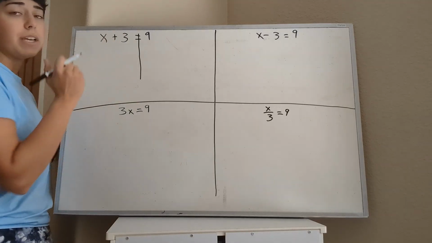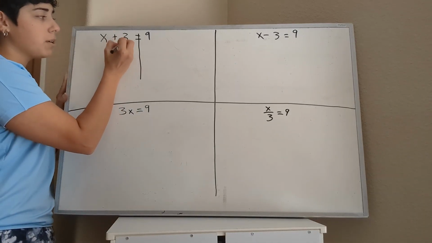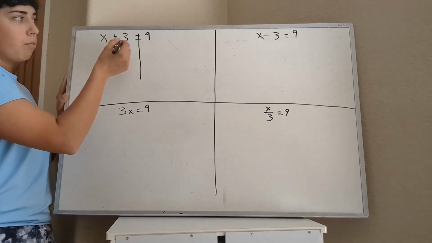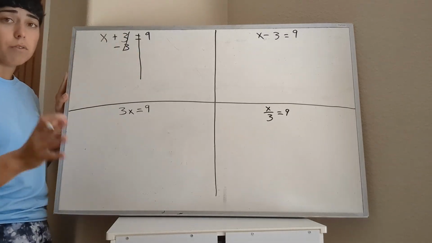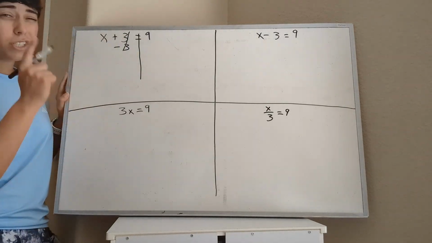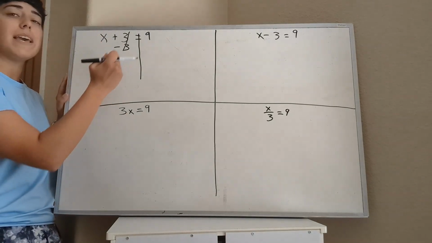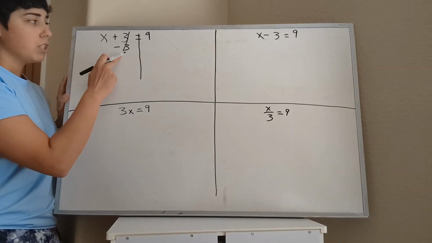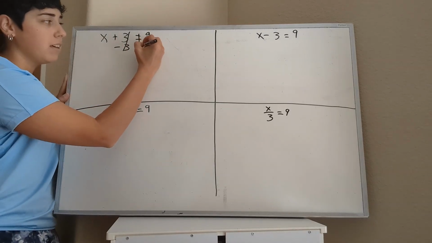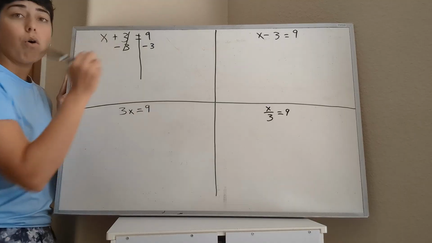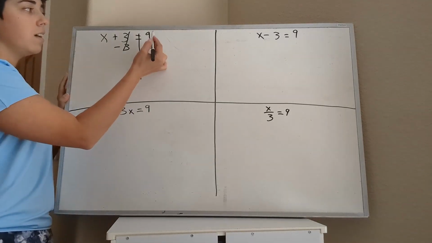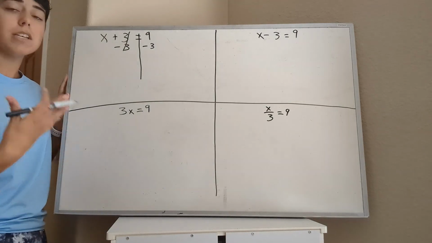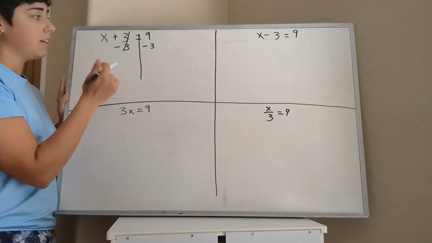So if I'm adding 3 and I need to get rid of it, the opposite would be to subtract 3. Well, positive 3 and negative 3 make 0. So x is alone. However, in an equation, to keep it balanced, I have to do the same thing to both sides. So if I subtract 3 on this side, when I cross the line, I also have to subtract 3. Now I can't just draw a line here because 9 minus 3 doesn't cancel out, doesn't make 0 like it did on this side.